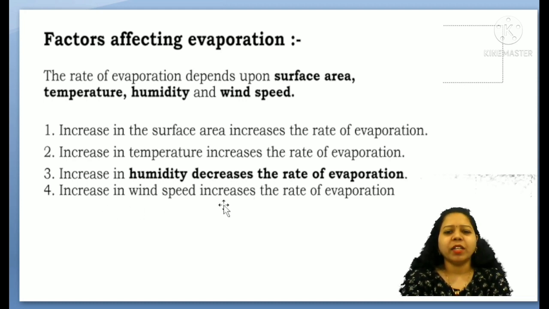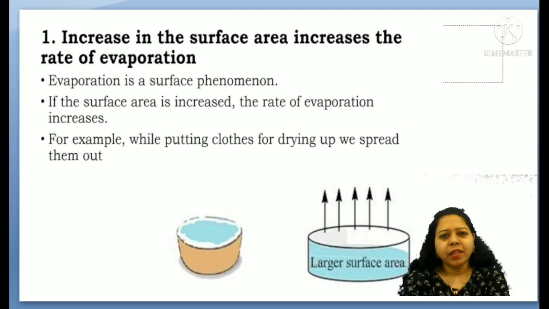Increase in wind speed increases the rate of evaporation. For example, if wind rate is more in the atmosphere, evaporation is also more. In detail, we'll see how the increase in the surface area increases the rate of evaporation.